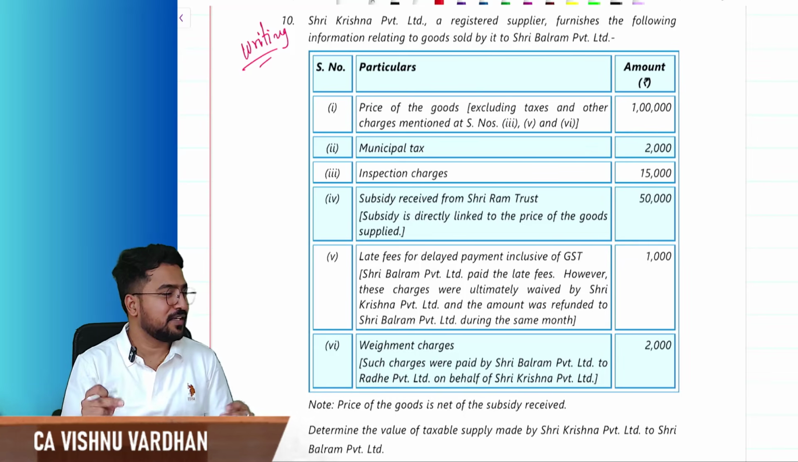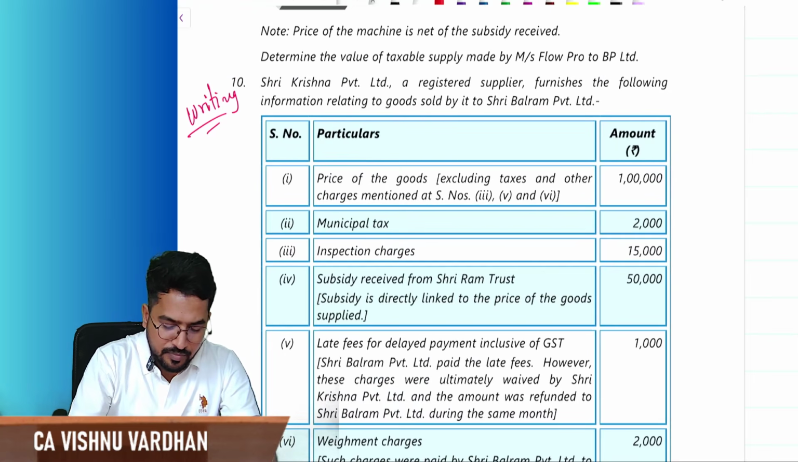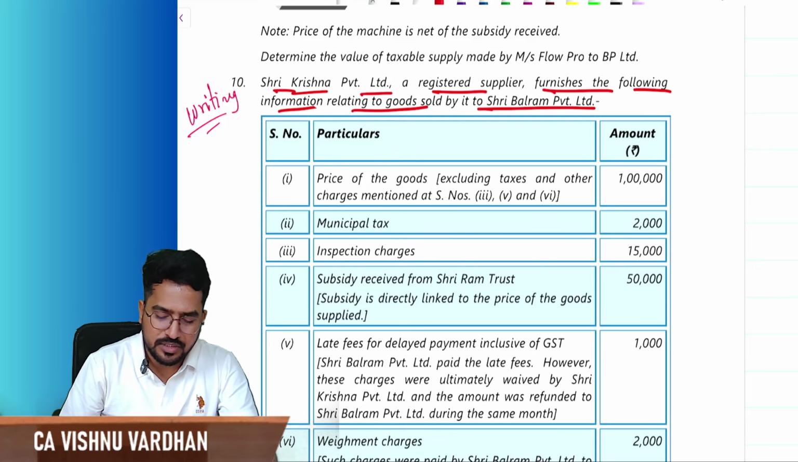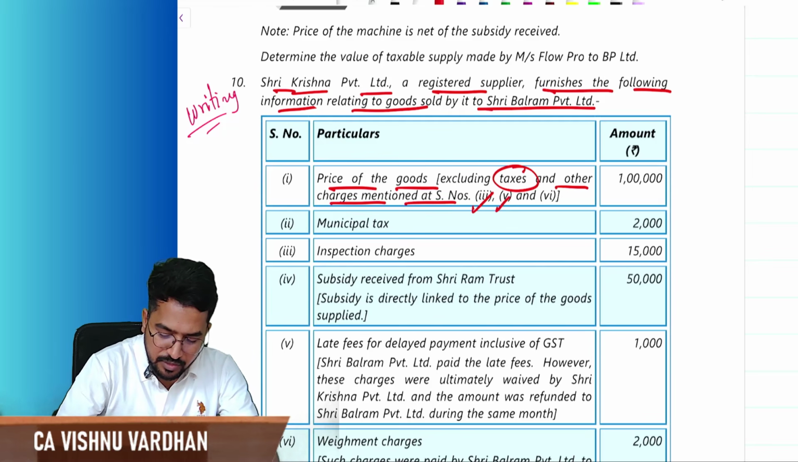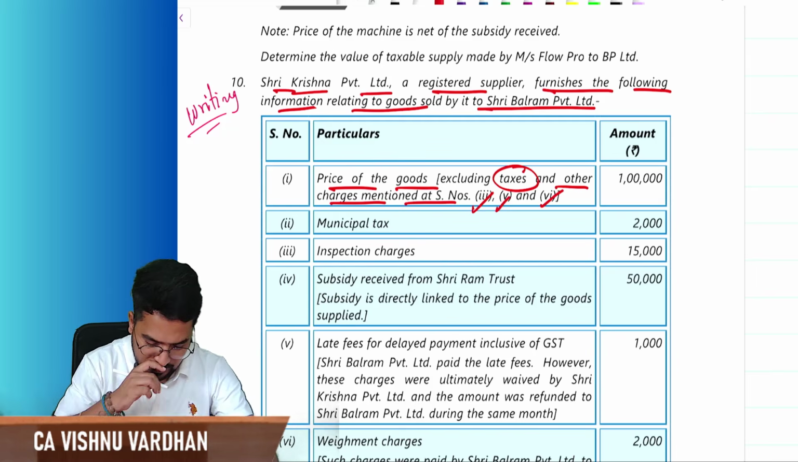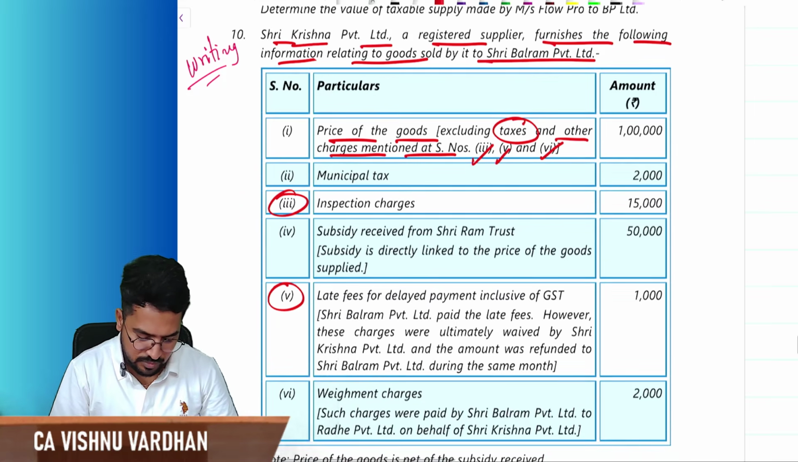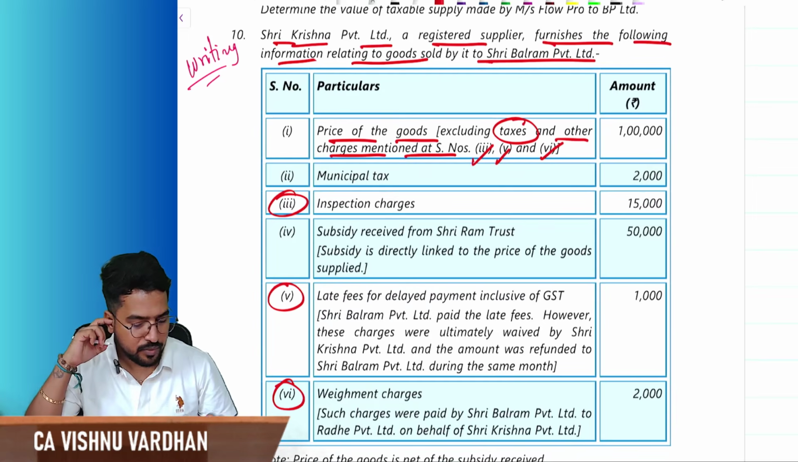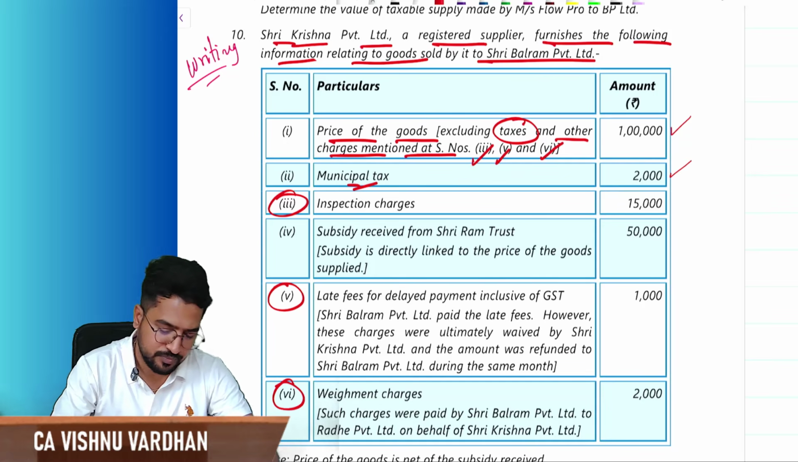I'll tell. Wait. Yes, guys, listen. First of all, a simple one. Sri Krishna Private Limited, a registered supplier, furnishes the following information relating to goods sold to Sri Balaram Private Limited. Price of the goods, excluding taxes and other charges mentioned at serial numbers 3, 5, and 6. Okay. Now, what is the amount? 1 lakh. Municipal tax 2000.